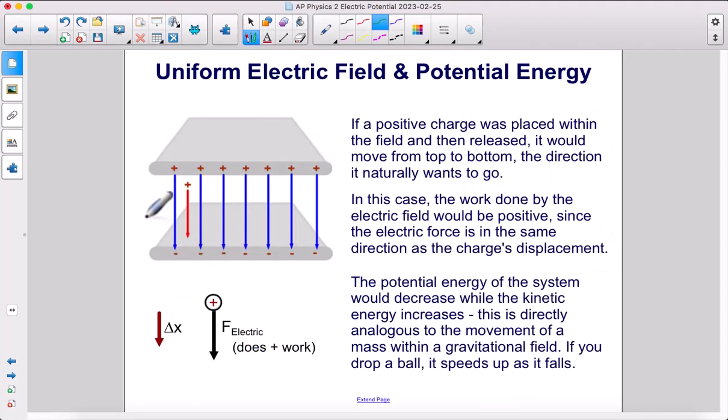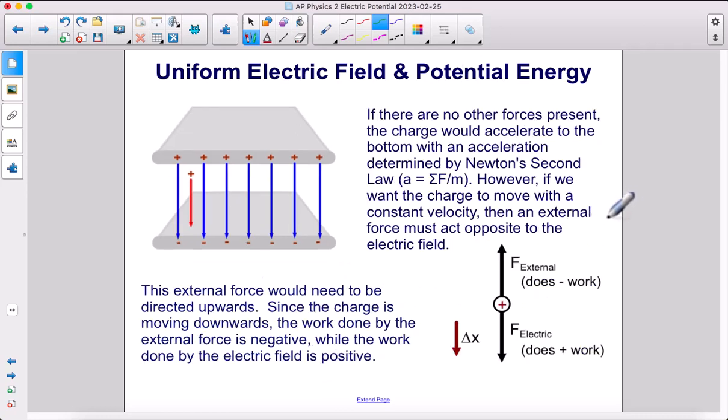If a positive charge was placed within the field and then released, it would move from top to bottom, the direction it naturally wants to go, since it's repelled by the positive charges up here and attracted to the negative charges down here. In this case, the work done by the electric field would be positive, since the electric force is in the same direction as the charge's displacement. The potential energy of the system would decrease, while the kinetic energy would increase. This is directly analogous to the movement of a mass within a gravitational field. If you drop a ball, it speeds up as it falls.